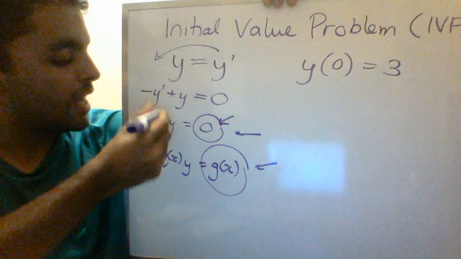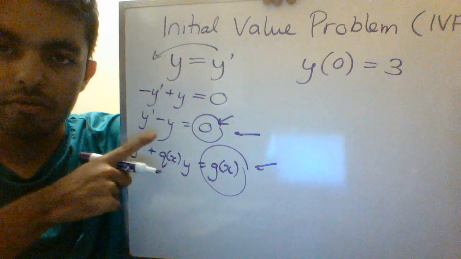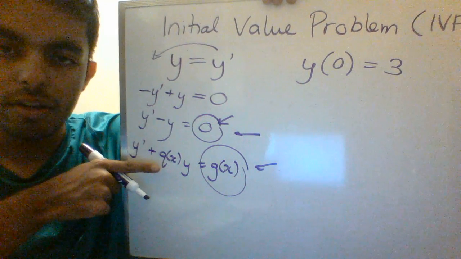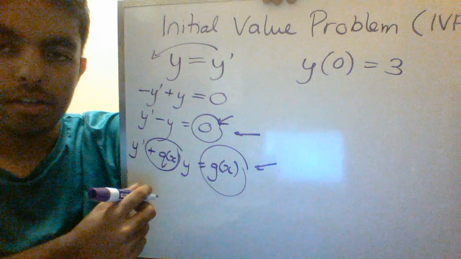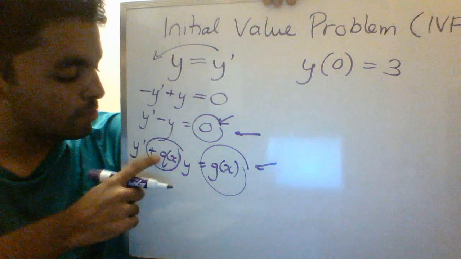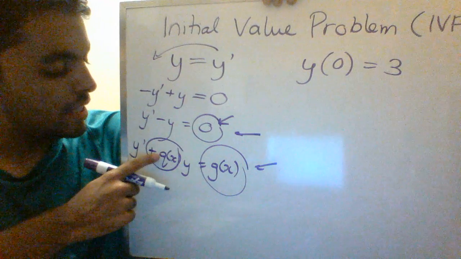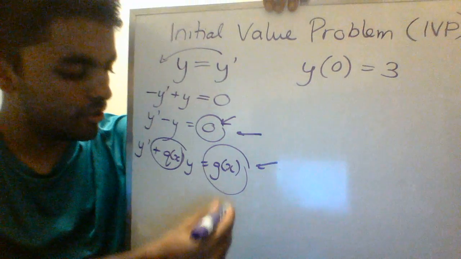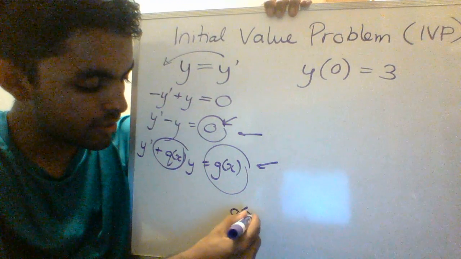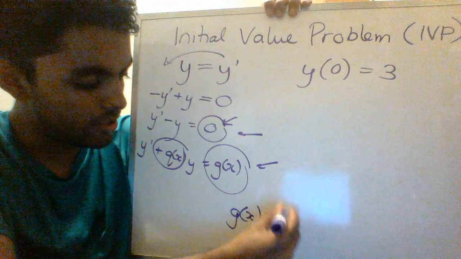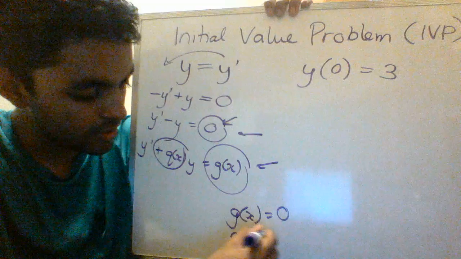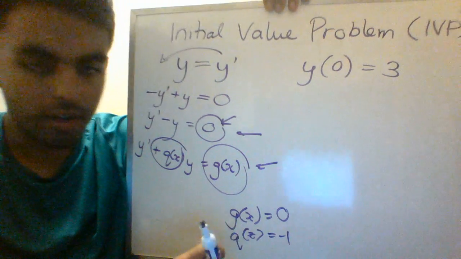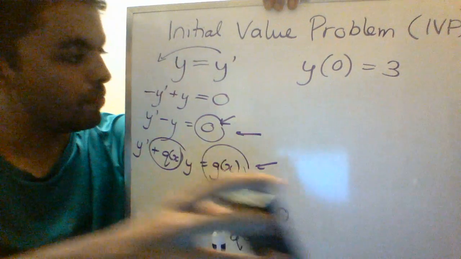So we know that there's a negative 1 camping out in front of the y. But down here in the original formula, the thing that camps out in front of the y is plus q of x. So what we know is that this positive q of x is equal to negative 1. So we know g of x is equal to 0, and little q of x is equal to negative 1. Alright, that much we figured out before.